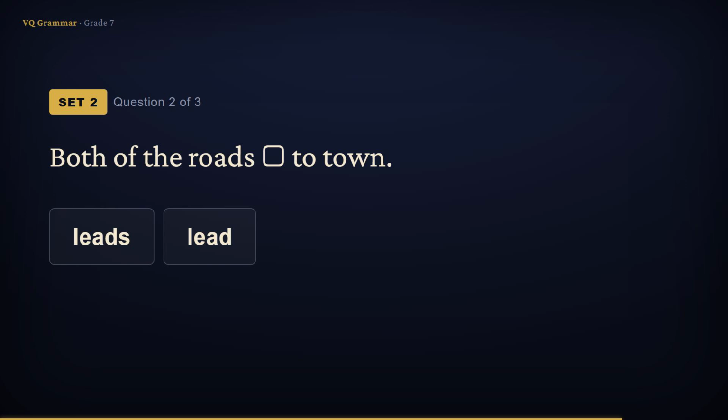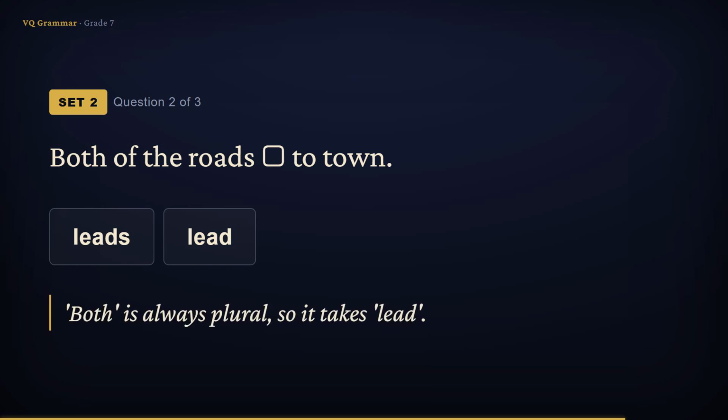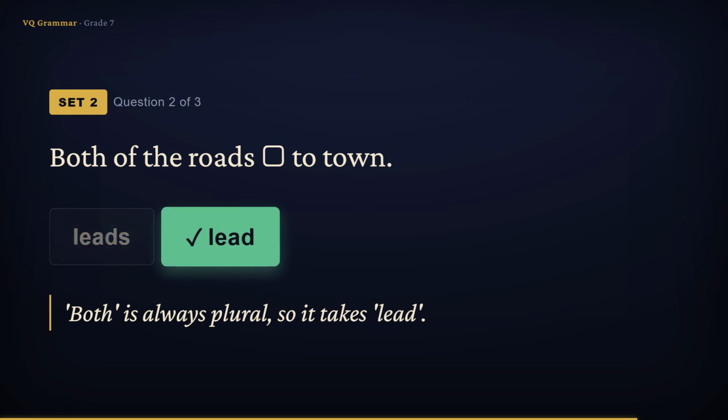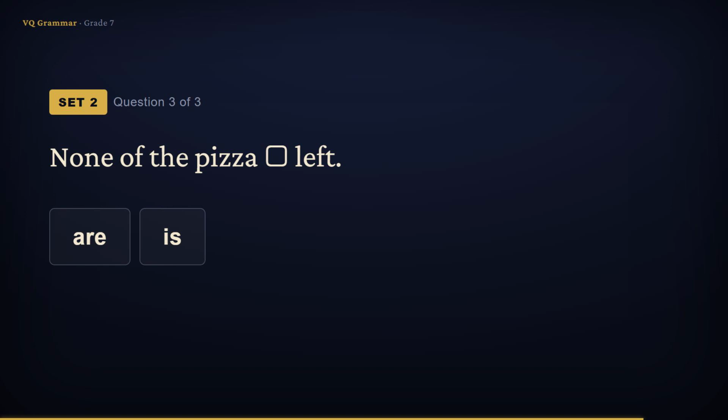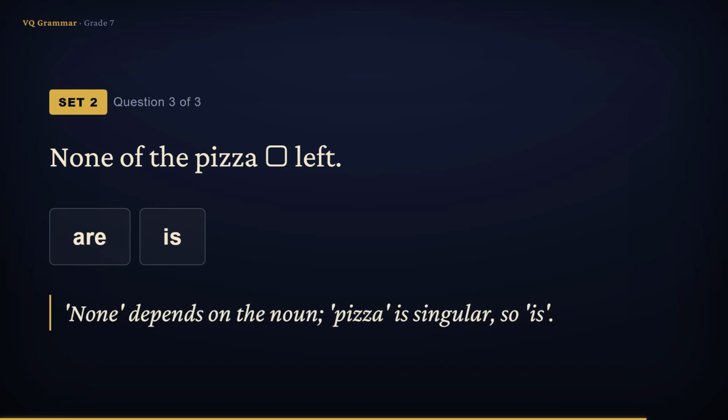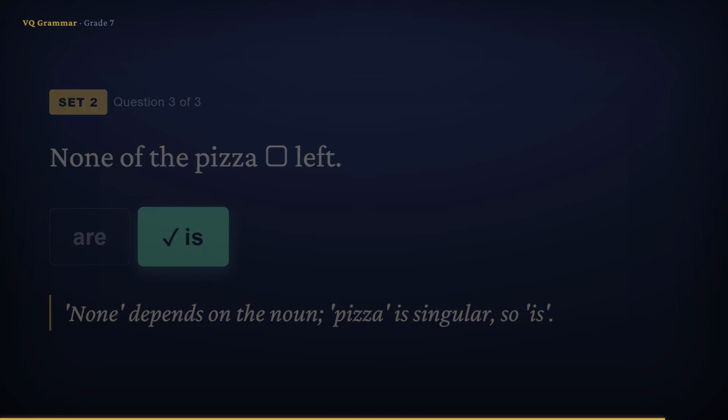Both of the roads blank to town. The subject is both, which is always plural. A plural subject drops the S, so the verb is lead, not leads. So the answer is lead. None of the pizza blank left. None is an it depends word, so check the noun after of. Pizza is singular here, one pie, so none is singular too. And the verb is is. So the answer is is.